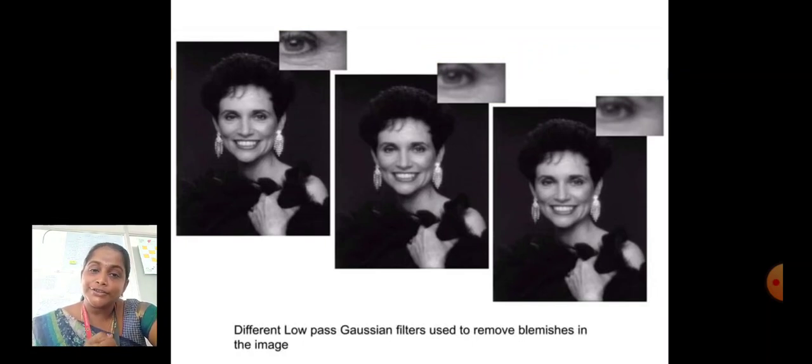Here it shows different low pass Gaussian filters used to remove blemishes in the image. Normally we use filters in cameras. The same concept is applied here.